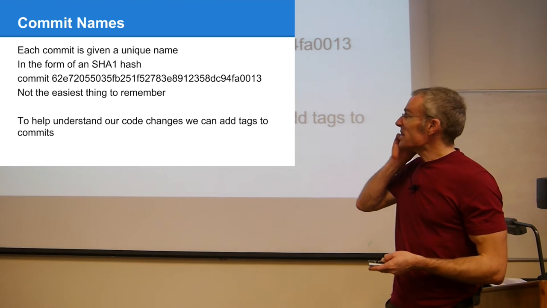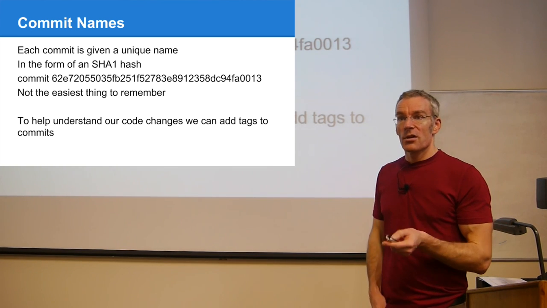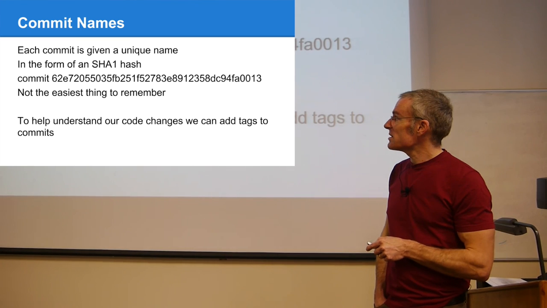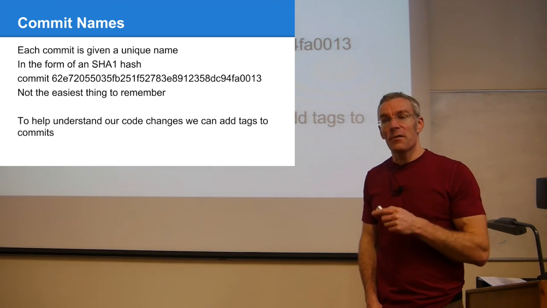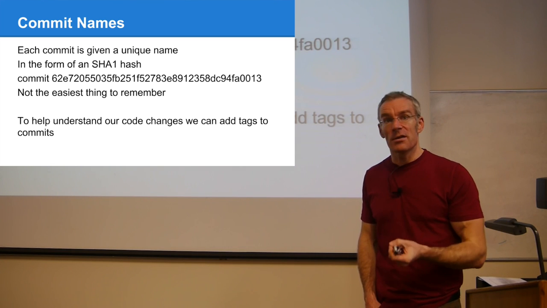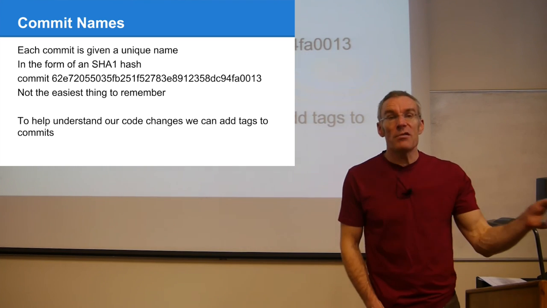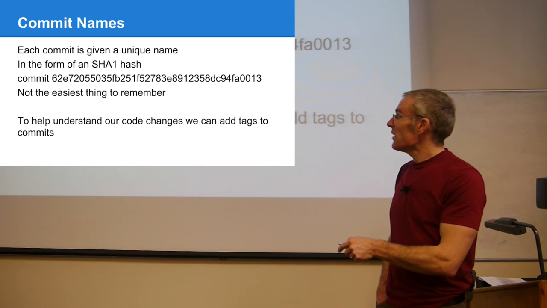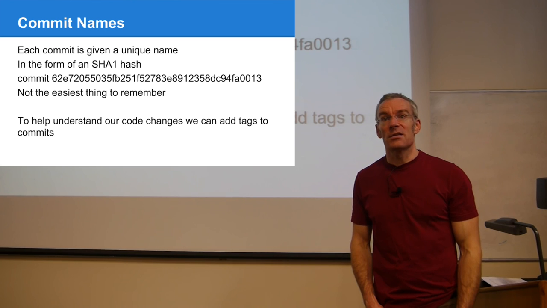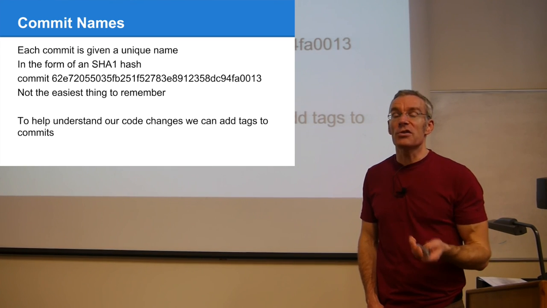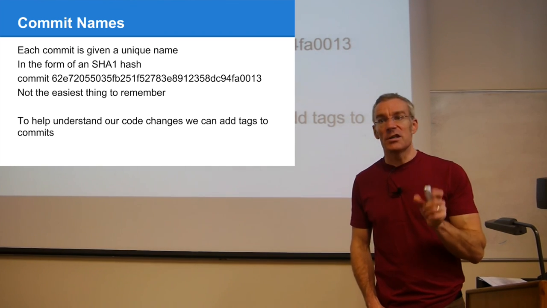So what we can do is use short codes, which is basically the first 7 digits. Within the local repository, the first 7 digits are guaranteed unique. Across every Git repository in the world, that long name is guaranteed unique. Does that make sense? So within the context of your local repository, you can use the first 7 characters, and it's fine.